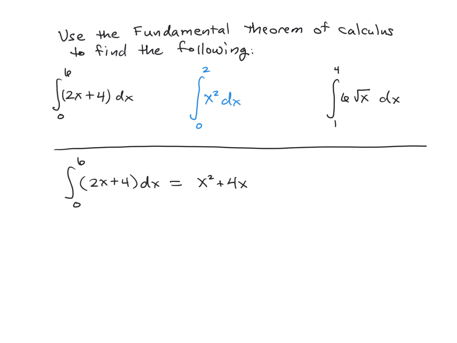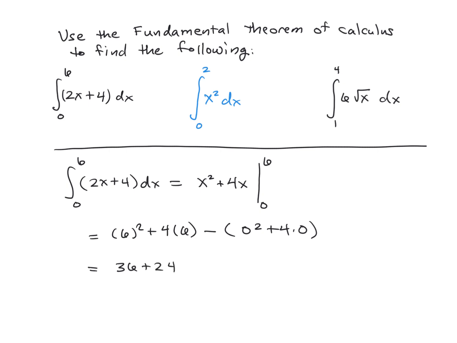We do not include an arbitrary constant on these problems because it always cancels out in the calculation process. So this antiderivative is evaluated from 0 to 6. So that's going to be equal to 6 squared plus 4 times 6 minus 0 squared plus 4 times 0, which we know is going to be just 36 plus 24, which is going to be equal to 60. So that integral is equal to 60.